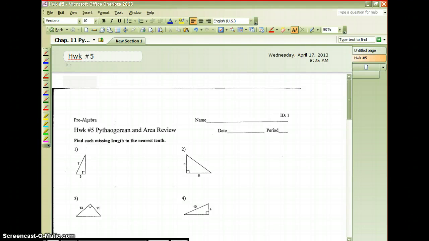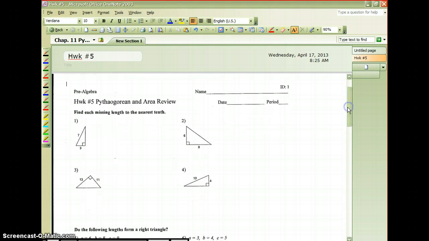Hi, this is Mrs. Zhu, and we are going to be working on homework number 5 with Pythagorean theorem and doing a little bit of area review. Starting on the first side of the worksheet, for number 1, we do not need to find to the nearest tenth. Actually, leave it as an irrational number, and an irrational number would include not perfect square roots. So I'm looking for not perfect square roots.